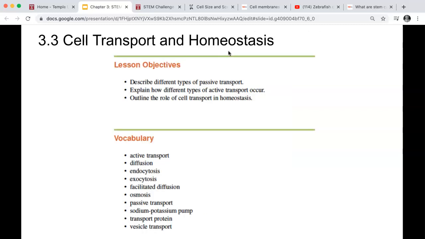The last section in the chapter is called cell transport and homeostasis. The important thing to keep in mind here is the use of energy to move things in and out of the cell. Either the cell uses energy or it does not. The term homeostasis, some of you may have heard it but forgotten what it is. Homeostasis means how does a cell maintain stability?